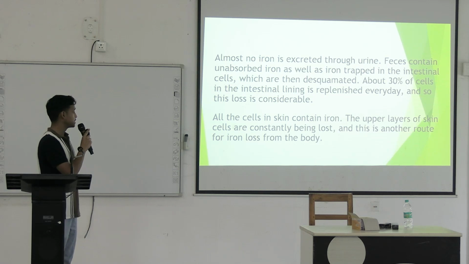Almost no iron is excreted through urine. Feces contain unabsorbed iron as well as iron that is trapped in intestinal cells, which are then desquamated. About 30% of the cells of the intestinal lining are constantly being replenished, and that is a considerable loss. All the cells in the skin contain iron. The upper layer of the skin is constantly being lost, and that is another route for loss of iron from the body.